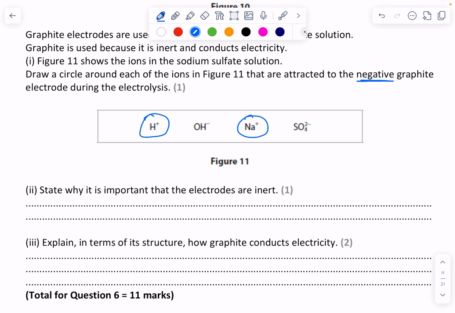State why it's important that the electrodes are inert. So what we've got to say here is so that they do not take part in the reaction. We don't want them to interfere.